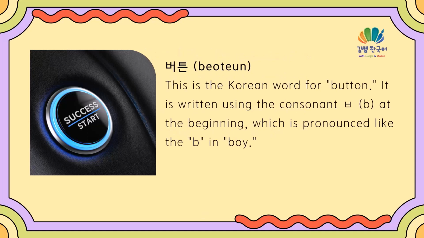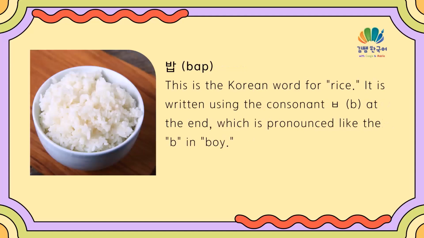This is the Korean word for button. It is written using the consonant 비읍 b at the beginning, which is pronounced like the B in boy. 밥. This is the Korean word for rice. It is written using the consonant 비읍 b at the end, which is pronounced like the b in boy.